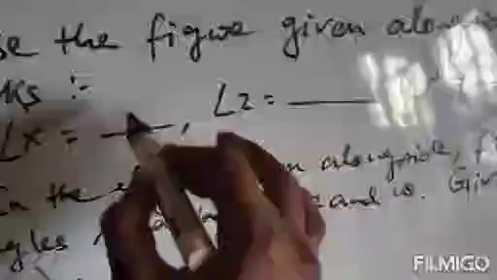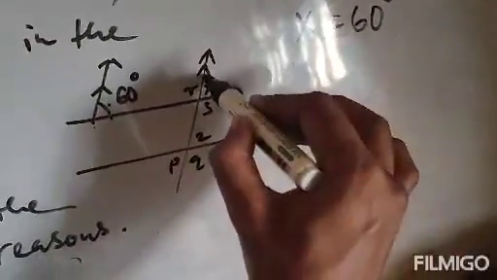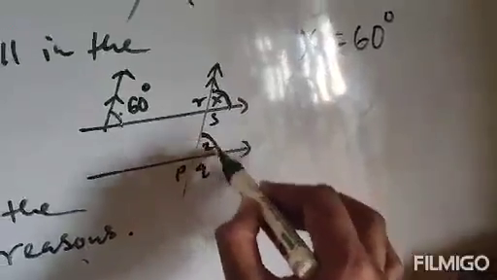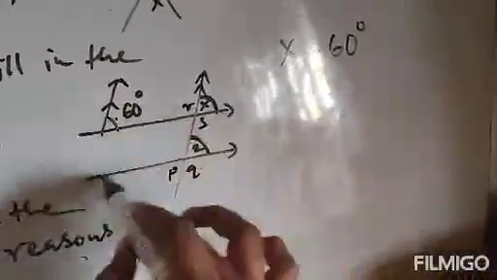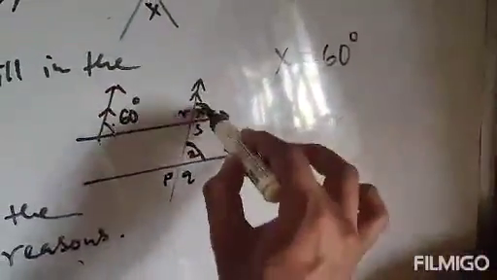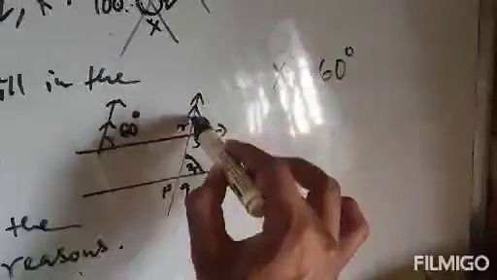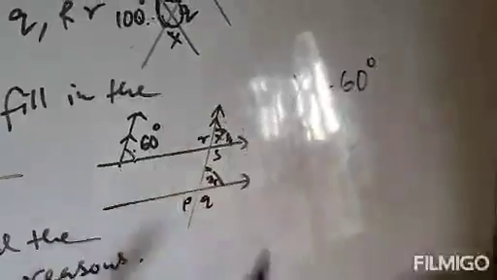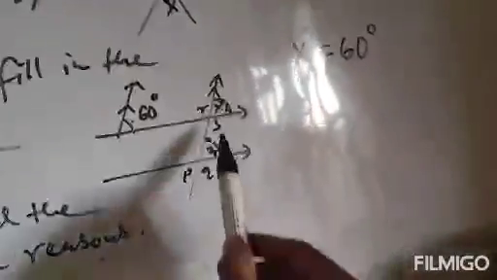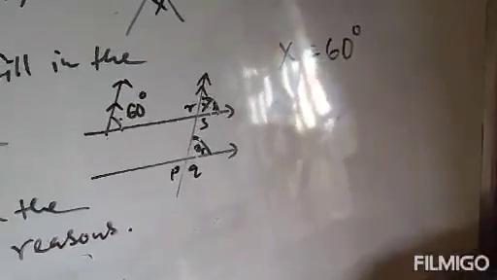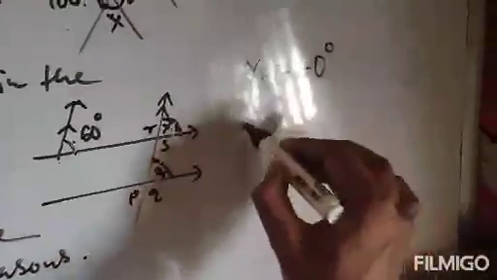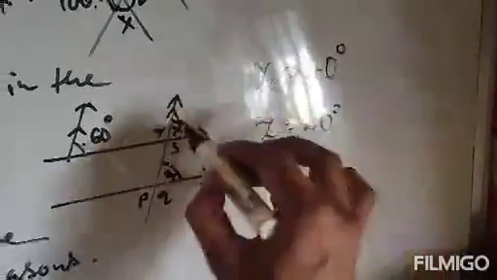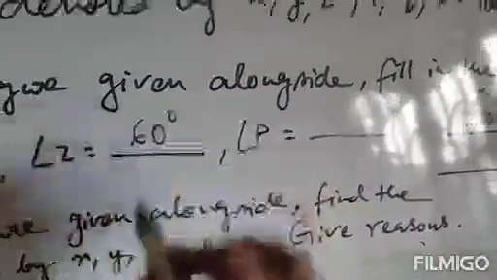So just write 60 degree here. Next, angle z. Now if angle x is 60 degree, this z is also 60 degree, because this is the parallel line, this is the transversal. These two angles are corresponding angles, because they are on the same side of the transversal, and corresponding angles are equal. So z will also be 60 degree, because x and z are corresponding angles.